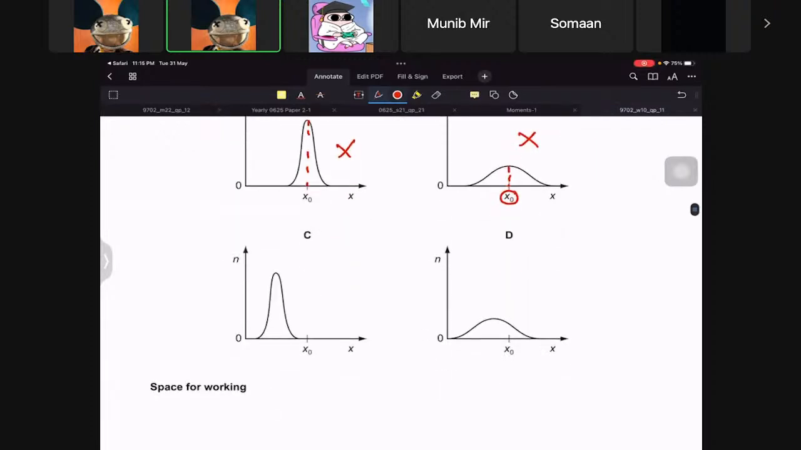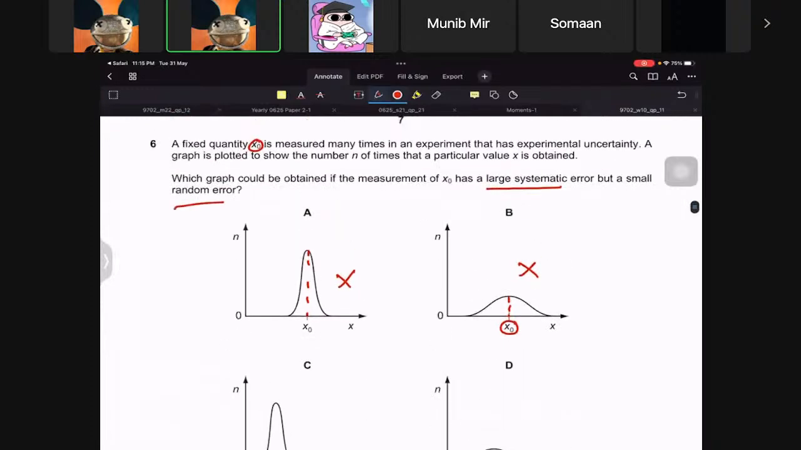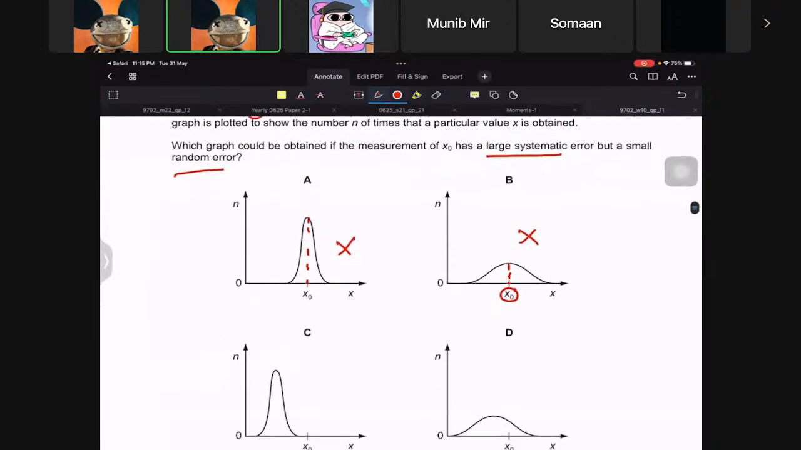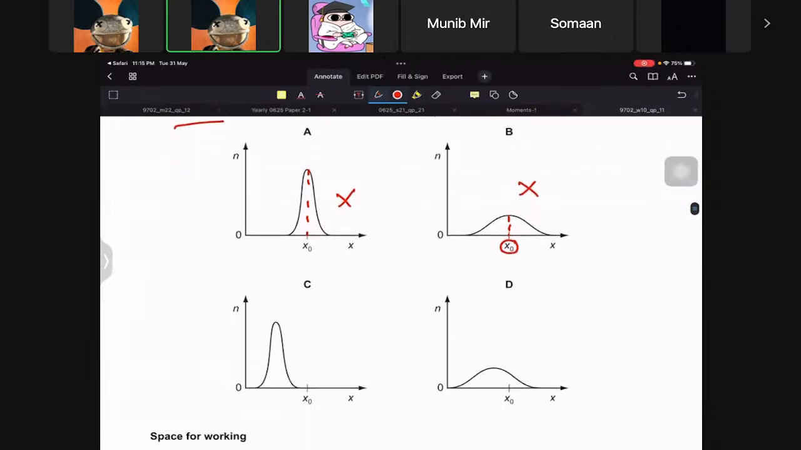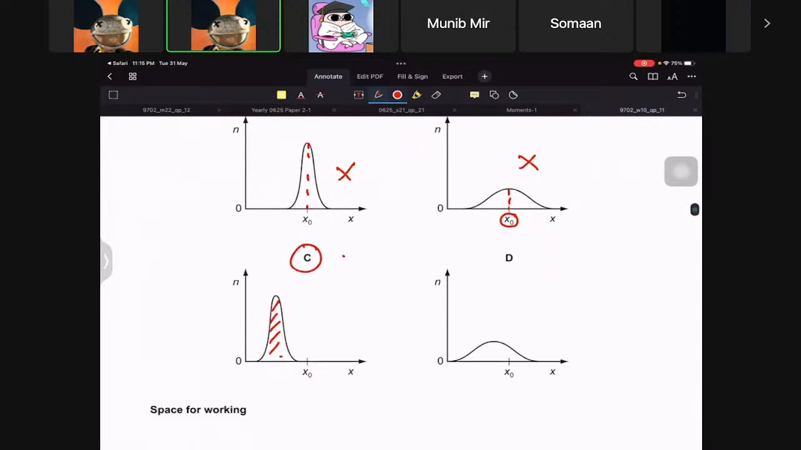But because it has a small random error, that means the spread will be small as well, which makes sense because here the spread is smaller. So C has to be the right answer there. All right. Now, going to the next question.